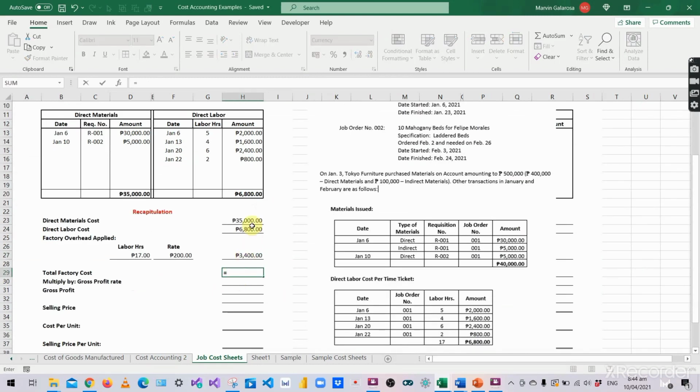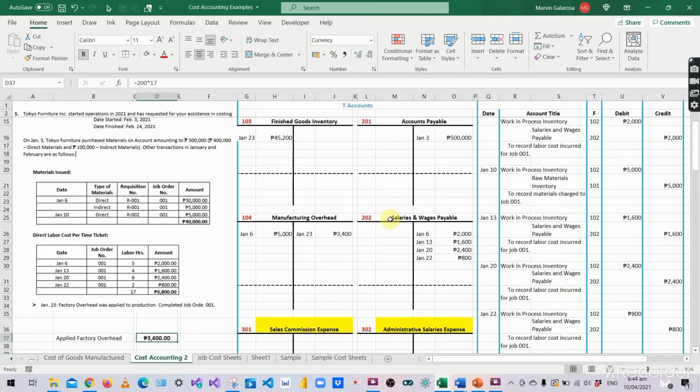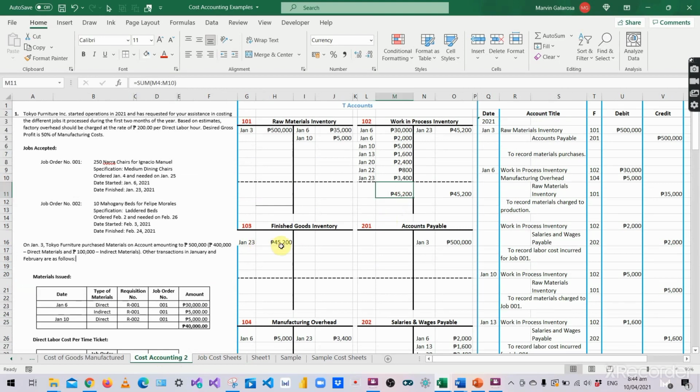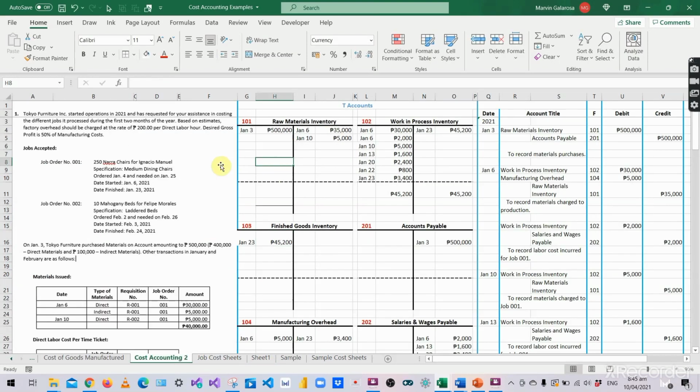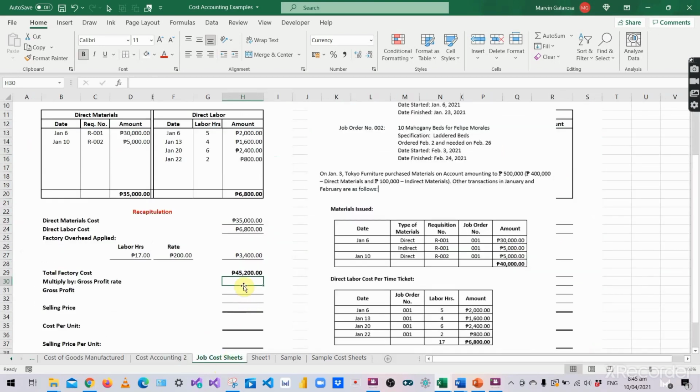How much is the total factory cost? Direct materials plus direct labor plus factory overhead applied. 45,200. Ito ay equal sa work in process debit balance. And then equal din siya dun sa matatransfer na amount sa finished goods. Multiply by the gross profit rate. Binigay ba sa atin yung gross profit rate? Balik tayo sa problem. Sabi sa problem, the desired gross profit rate is 50% of manufacturing cost. So, to get the gross profit rate, we would simply multiply 50% to the total factory cost. So, lagay natin dito yung 50%.